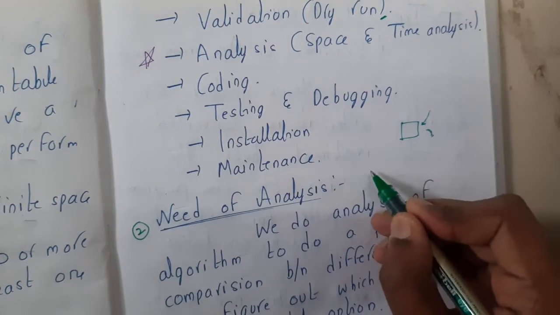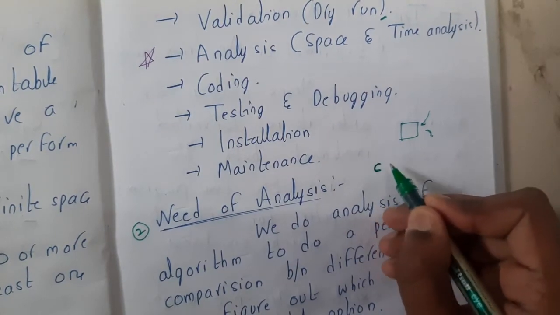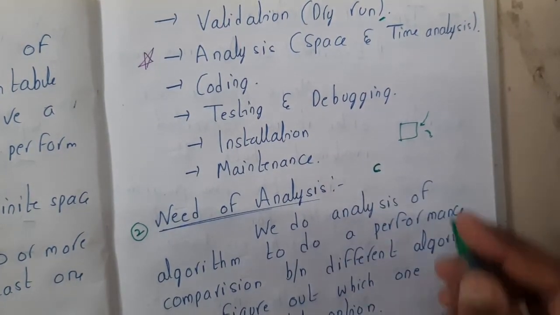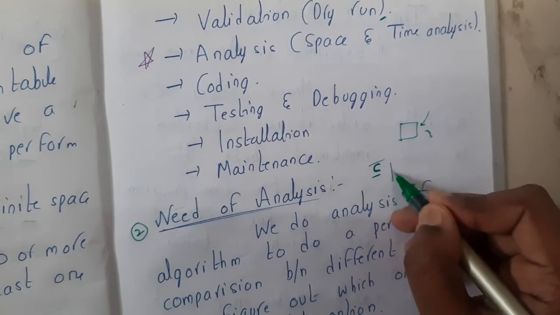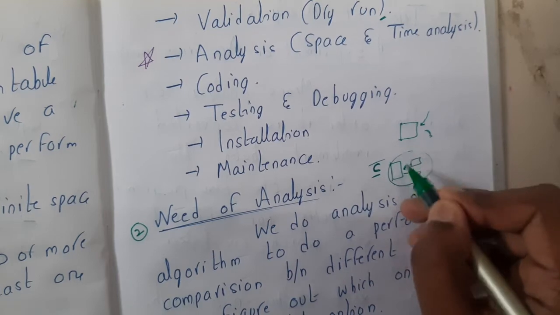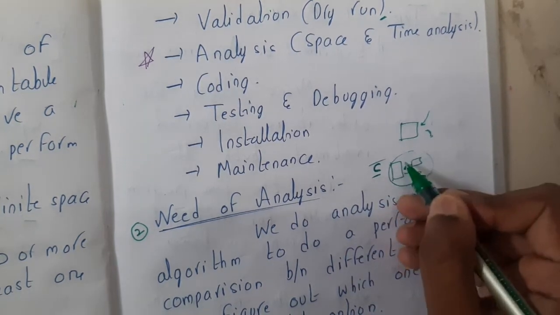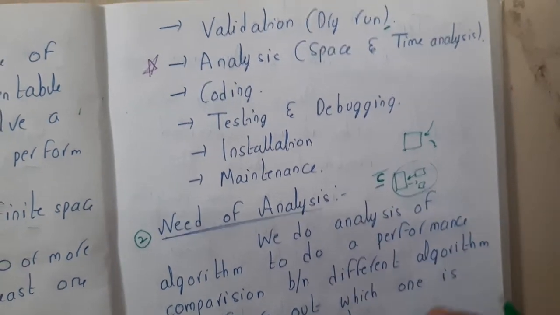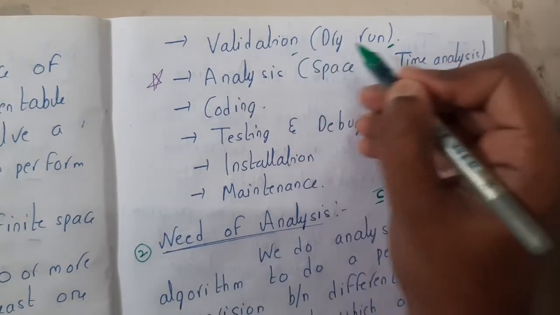When we were solving C programs in previous year question papers, if you remember, they give a code and an input and expect the output. This concept is nothing but a dry run, guys. Without a computer, you are running or checking whether it is working correctly or not. That is nothing but validation or dry run.